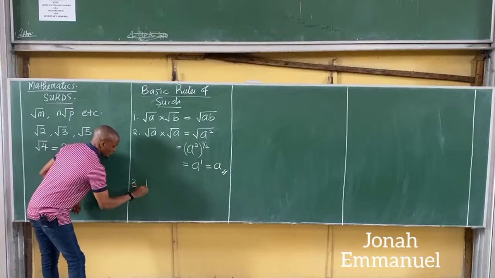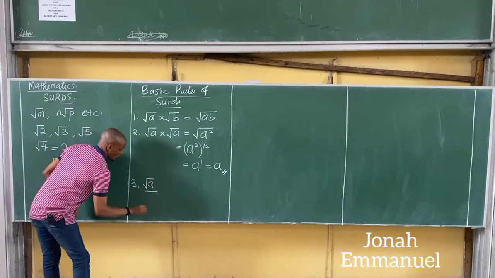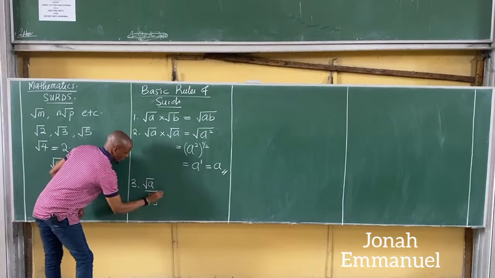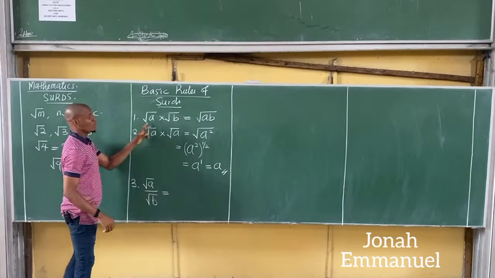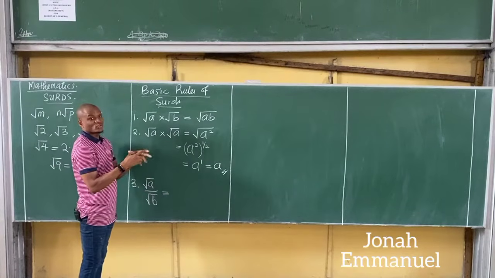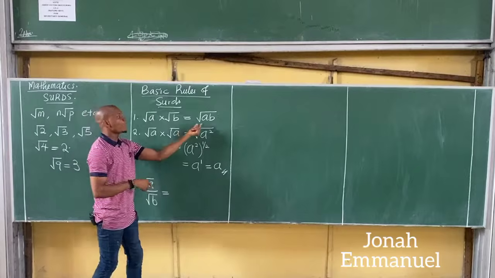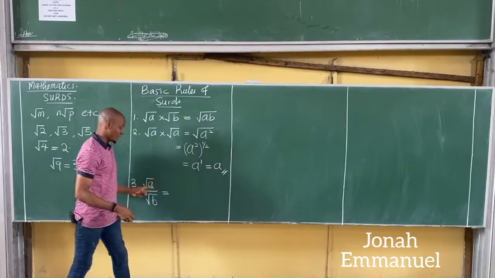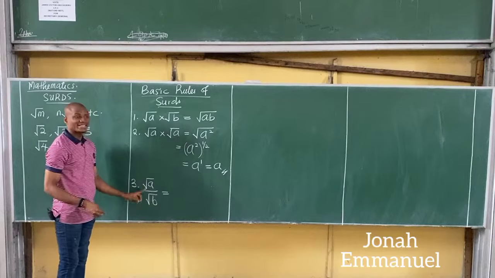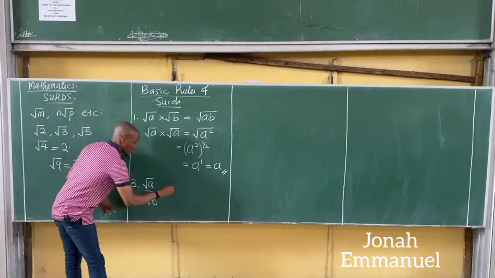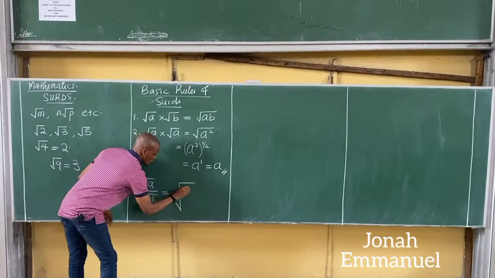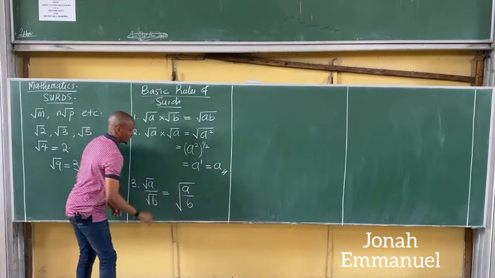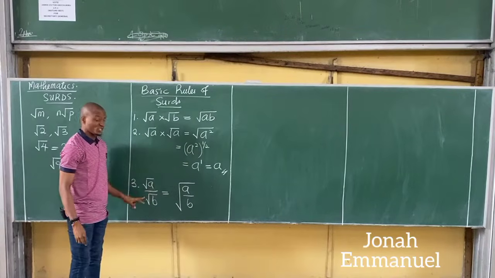The third rule about surds is this. What if I have the square root of A all over the square root of B? Just like when we're multiplying, we said if I'm multiplying two terms, they come under the same square root sign and they multiply themselves. Same thing here. If two terms under surds are divided, what happens? This is equal to the square root of A over B.